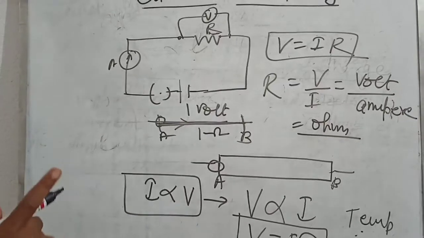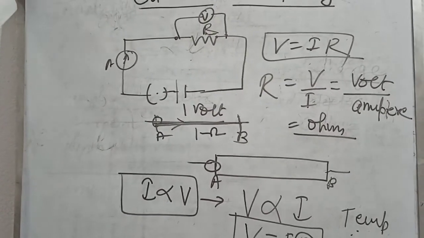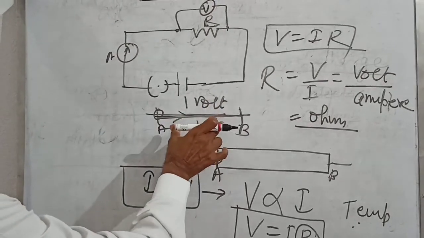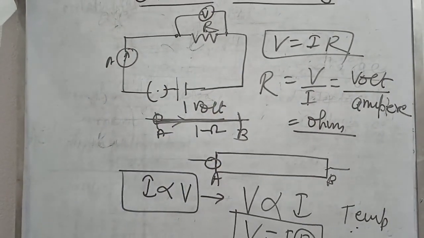When at a potential difference of 1 volt, 1 ampere current flows between the two points, then the resistance of that conductor will be called 1 ohm.